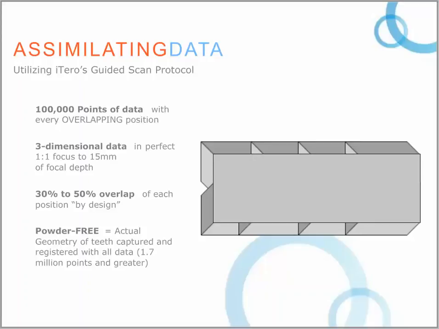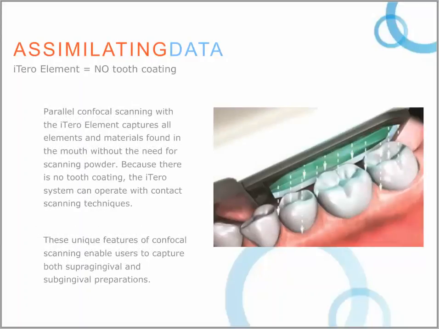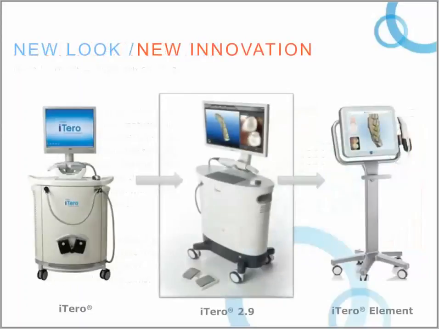Again, and you see it on the slide, that is a powder-free system. Just another screenshot to give you an idea of what it looks like to assimilate data using this parallel confocal system, which is part of the iTero system. The new Element retains the parallel confocal system of capture, but it adds high definition video as the actual ongoing capture system, which we'll look at here in just a second.